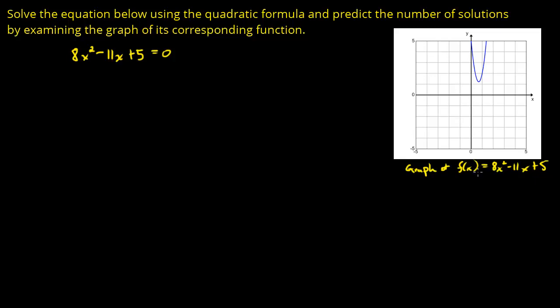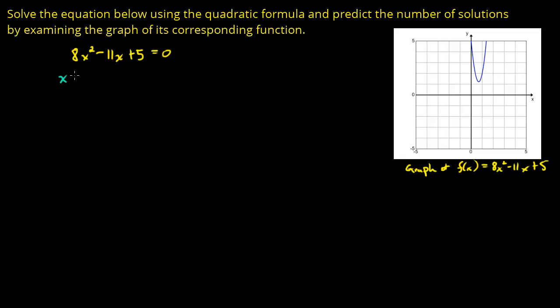So you'd predict that there would be no solution to this equation, because when f of x is equal to 0, there's no points on this corresponding graph crossing the x-axis. That means there's no x-intercepts. So let's go ahead and we'll solve using the quadratic formula.